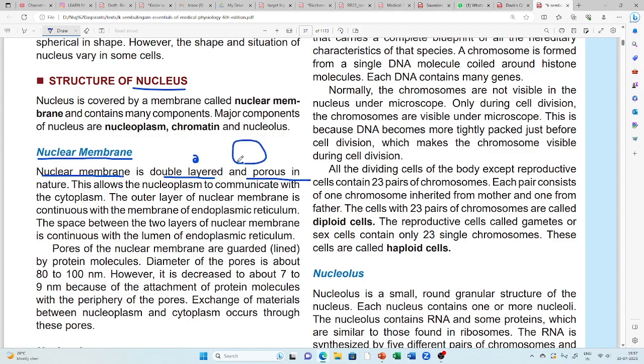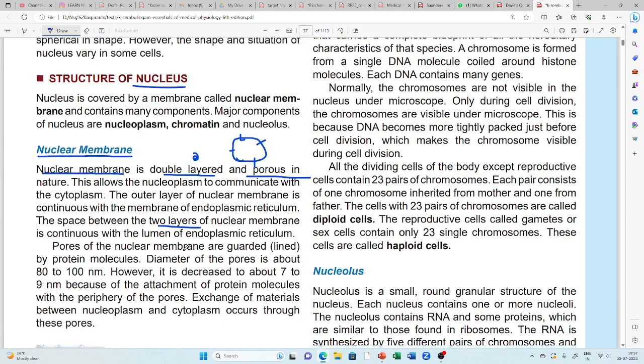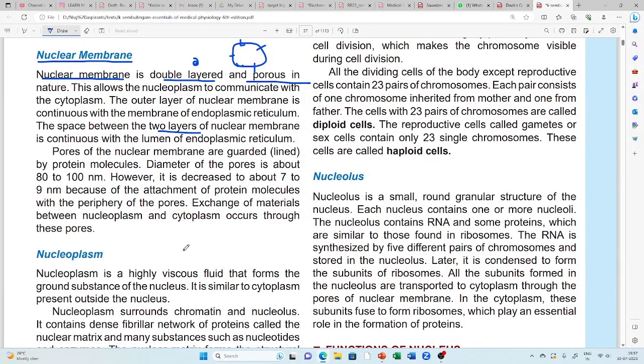This outside membrane is not completely filled. It has small pores to exchange and transport materials into and out of the nucleus. The outer layer of the nuclear membrane is continuous with the membrane of the endoplasmic reticulum, and the space between the two layers is continuous with the lumen. That is not needed. Just understand that on the outer side of the nucleus there is a two-layered membrane, the nuclear membrane.